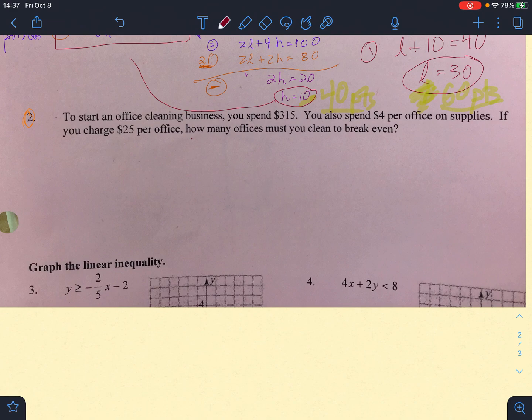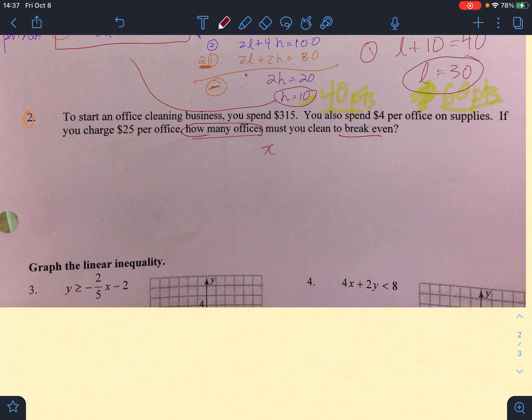So what's the question? How many offices to break even? This is the clue to what our unknown is. Of course, that can vary. Sometimes maybe no one's going to hire us and we're just going to lose money. Or maybe we can clean 150 offices. Who knows? So that's going to vary.